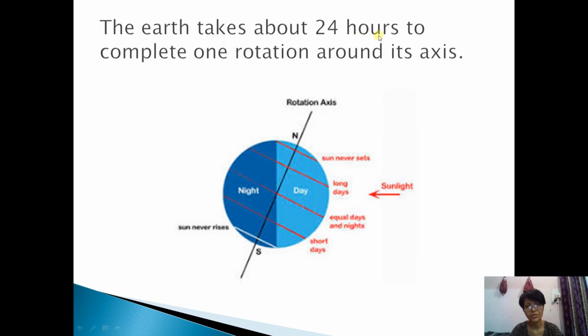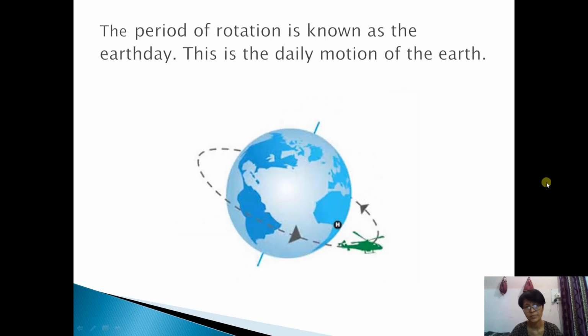The earth takes about 24 hours to complete one rotation around its axis. So how much time does it take to move around its own axis? That is 24 hours. Here I am showing 24 hours on its axis. The period of rotation is known as the earthday. Another term we can say is earthday: the period of rotation, which takes 24 hours, is called one earthday. This is the daily motion of the earth. So daily the earth is moving, which we can call the daily motion of the earth.